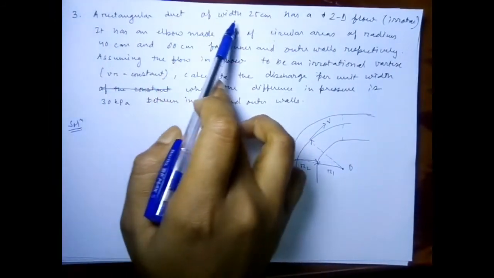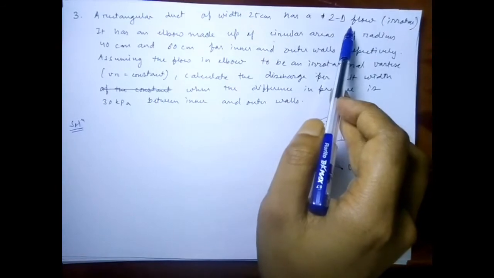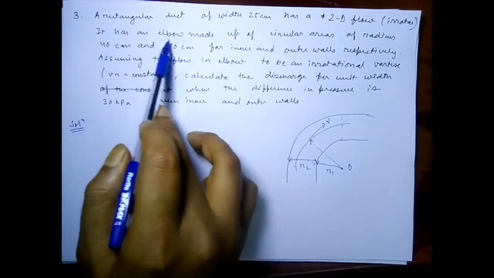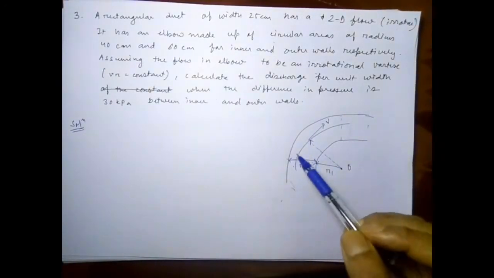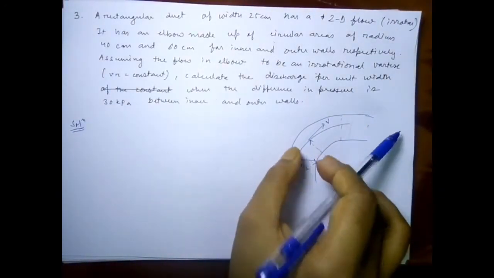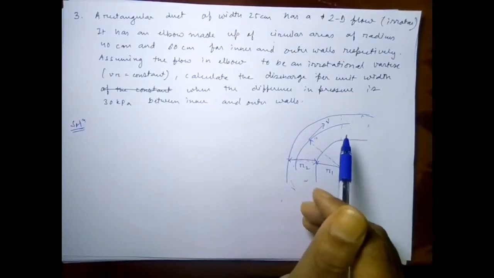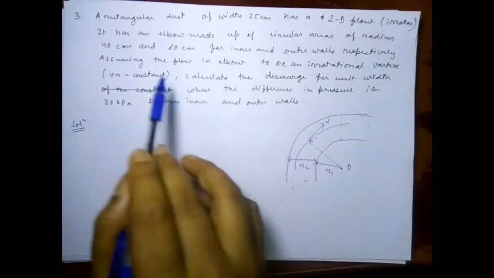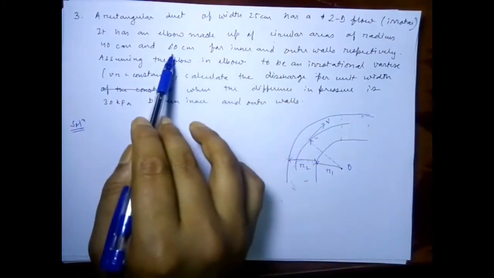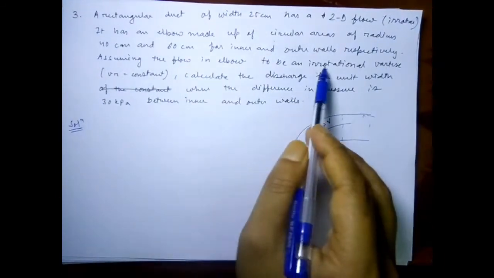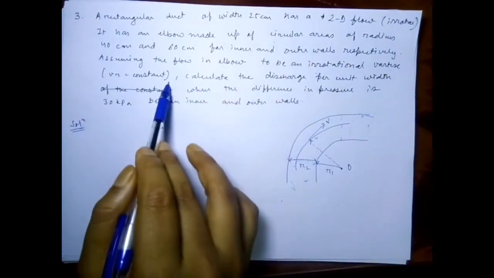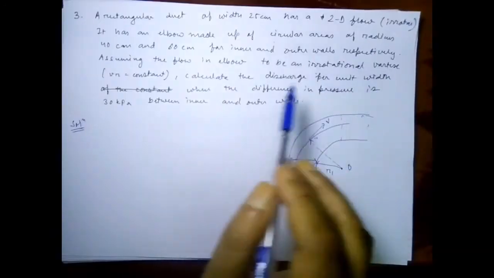So a rectangular duct of width 25 cm has a 2D flow and it is irrotational, and it has an elbow made up of circular area. So there are two rectangular pipes and it has an elbow of circular area. This is rectangle and this is circular, and the radius of inner and outer is 40 and 60 cm respectively. Assuming the flow in the elbow to be an irrotational vortex, V r equals constant. Calculate the discharge per unit width when the difference in pressure is 30 kPa between inner and outer walls.